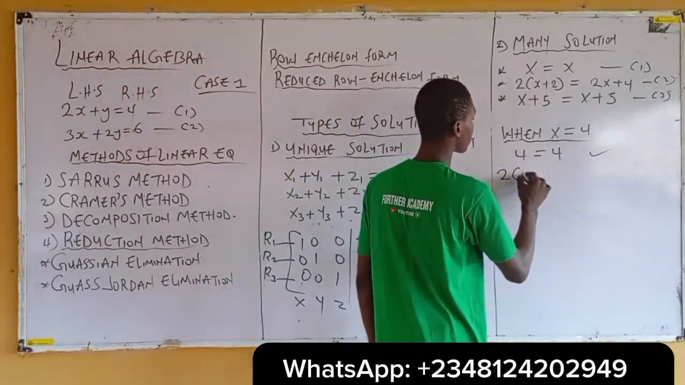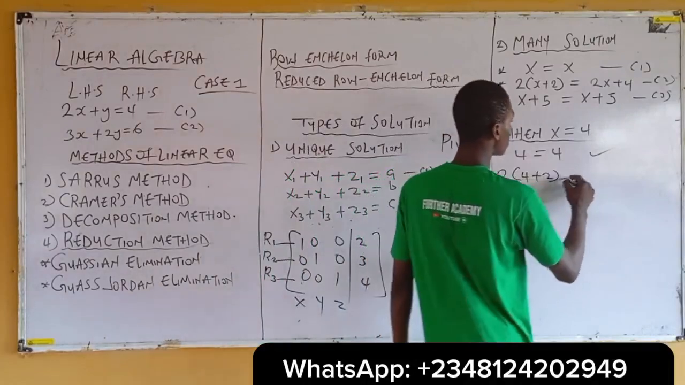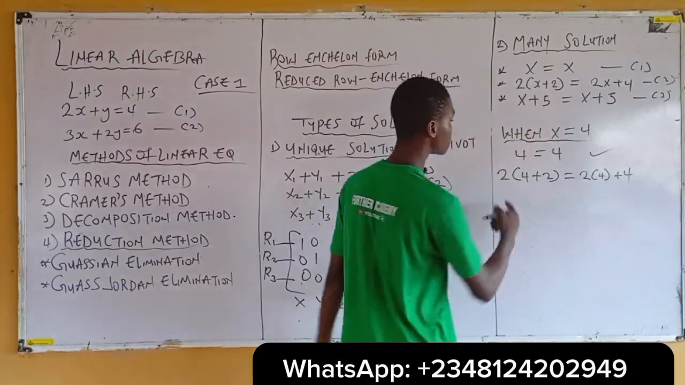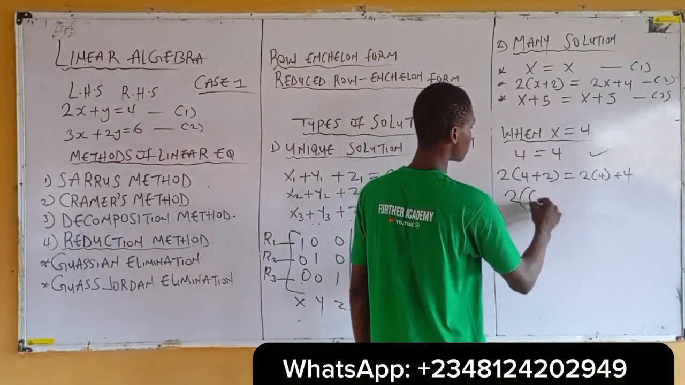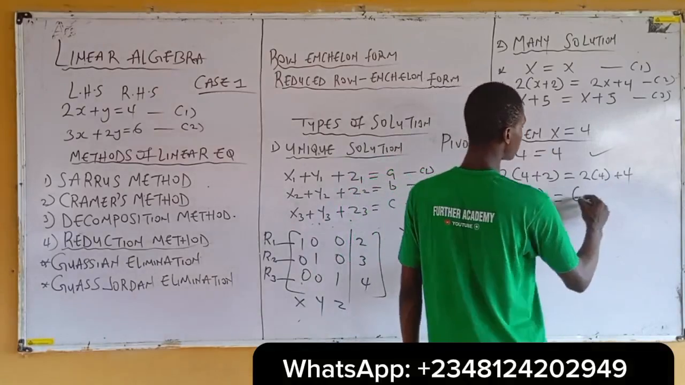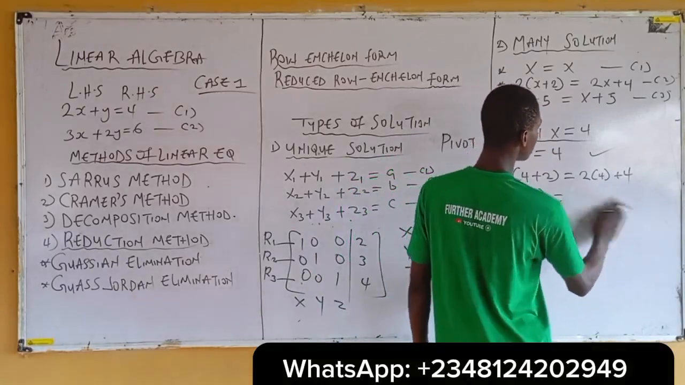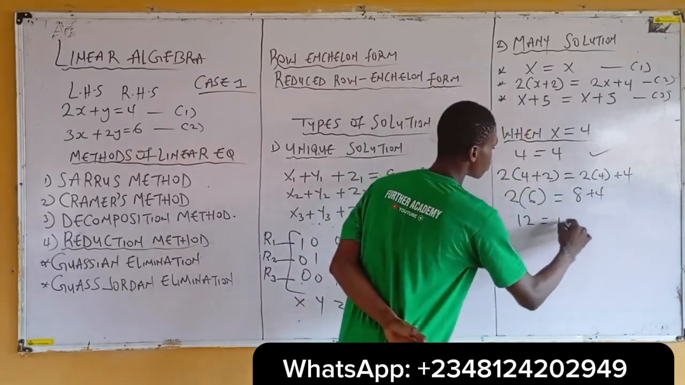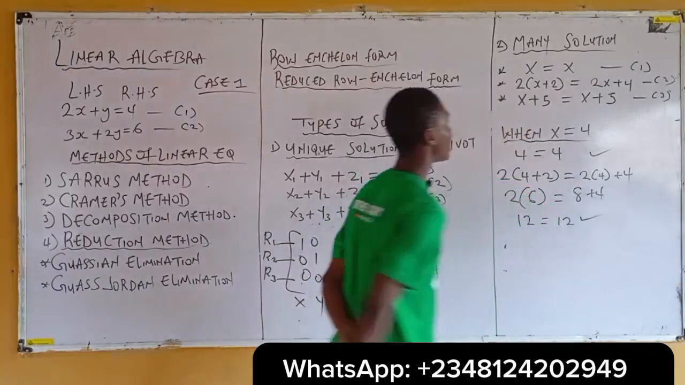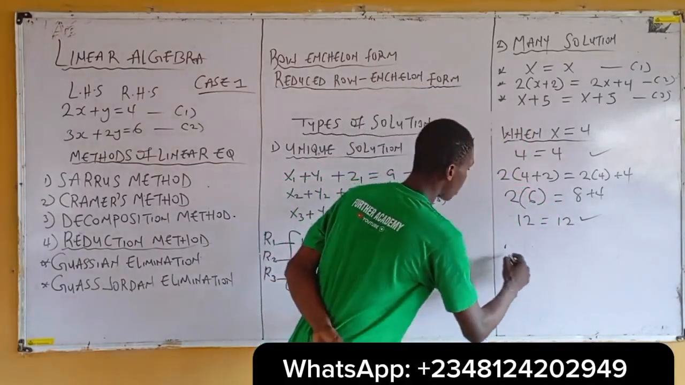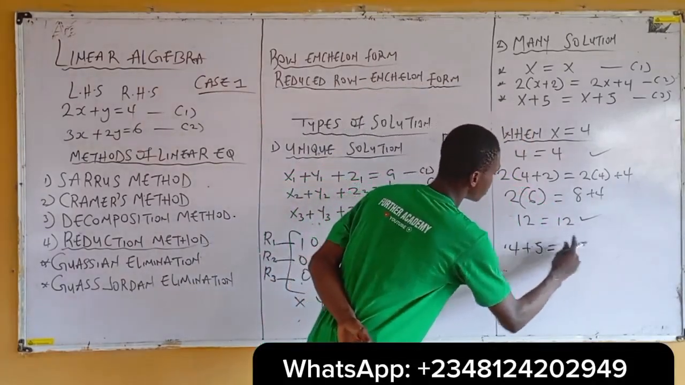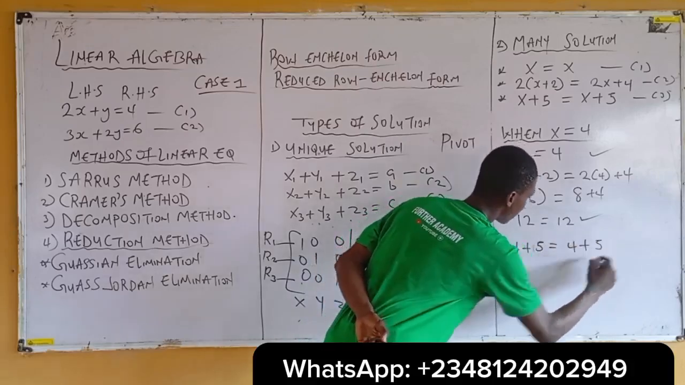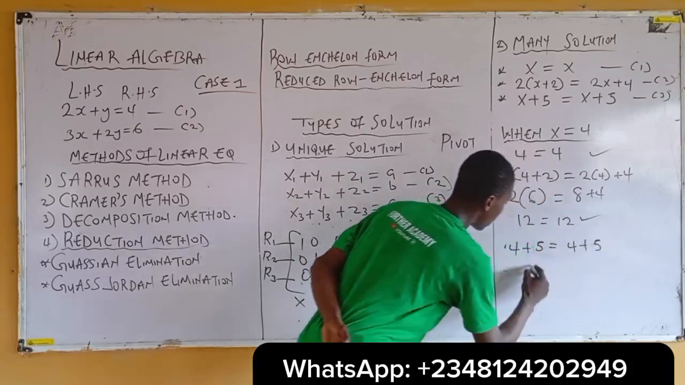2 all into bracket 4 plus 2, equating that to 2 all into bracket 4 plus 4. This becomes 2 all into bracket 6, equating that to 8 plus 4. And this gives us 12 equals 12. Satisfied. Lastly, equation 3. What do I have? 4 plus 5. And this gives me 9 equals 9. Satisfied.